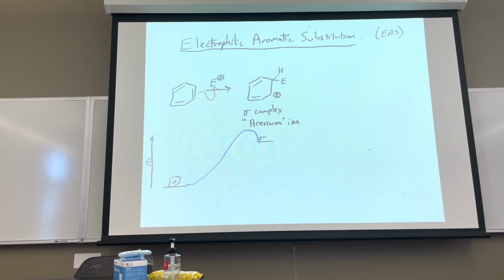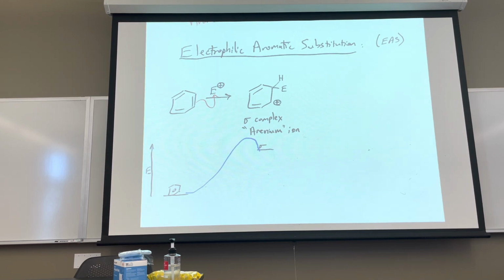And then in the next stage, we are going to restore the aromaticity. The way we do that is you're going to have some base around, and it's usually some conjugate base. It's not like you're adding sodium hydroxide to the reaction or anything like that. So some kind of base that's in solution is going to grab that proton, pushing the electrons back into the ring and restoring the aromaticity of the system.